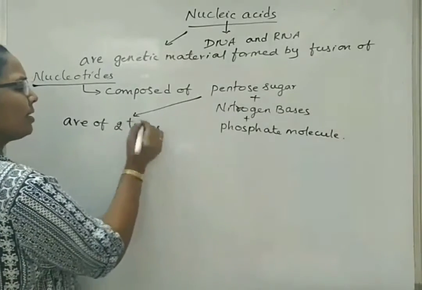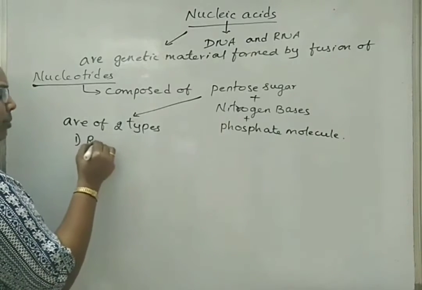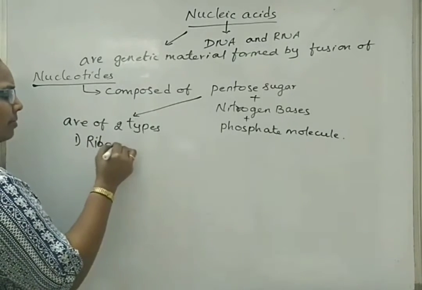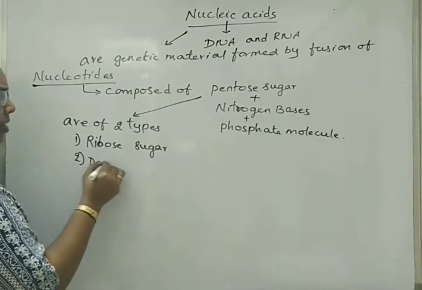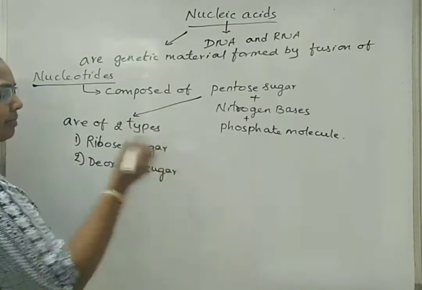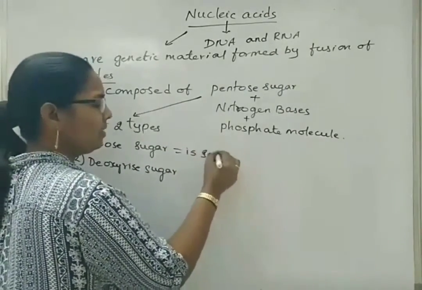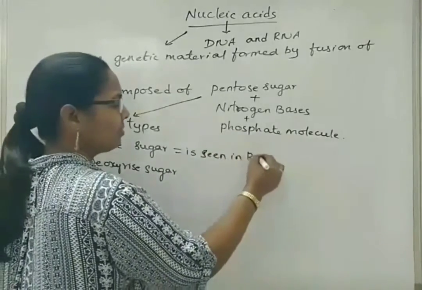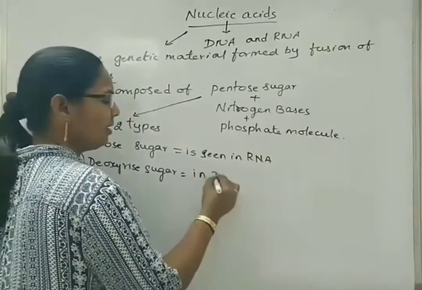What are those? In the previous carbohydrates topic we have discussed. One is ribose sugar. Second one, deoxyribose sugar. Ribose sugar is seen in RNA. Deoxyribose sugar is in DNA.